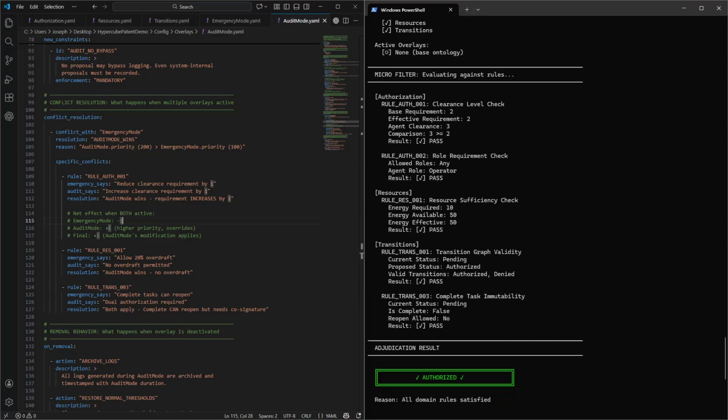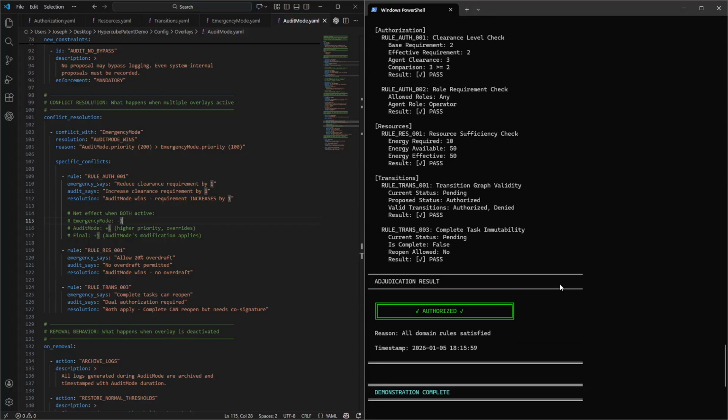Every proposal was authorized or denied explicitly. Every denial included a reason. Every outcome can be traced to a declared rule. This is Hypercube, an ontology-forward, rule-authoritative, state-space adjudication engine. It does not simulate. It does not optimize. It does not guess. It decides what is allowed to happen, and it can always explain why.